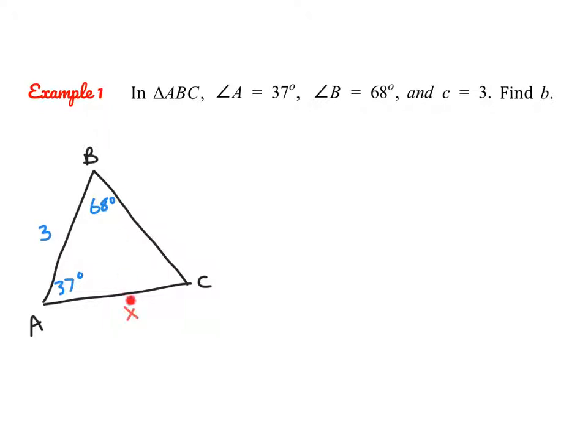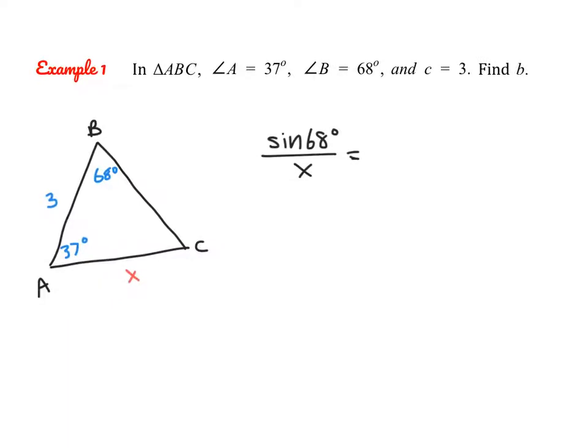So I can see that this angle and this side can go together. In fact, I can create a ratio. I can say sine of 68 degrees over x. However, I need to set it equal to another ratio. And I'm looking and I know this side, but I don't see this angle. Luckily, we can pretty easily find that angle just by doing 180 minus 37 minus 68. And we should get 75 degrees.